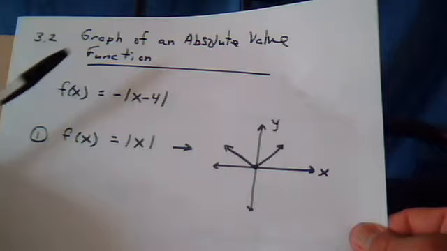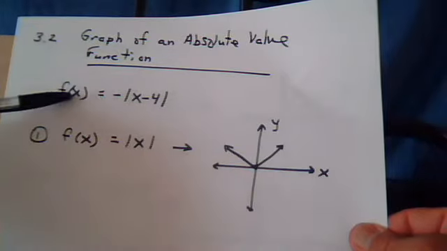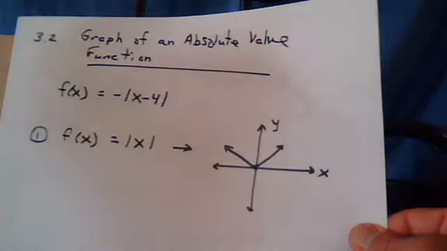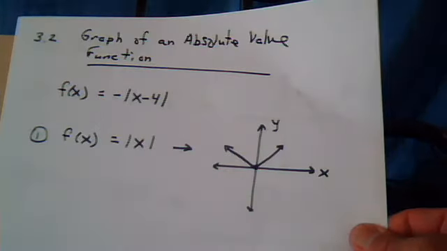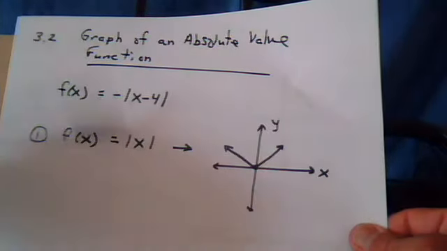Graph of an absolute value function. This is the one they would like us to graph. But what you do, this is a shortcut. If you don't want to be drawing a table and plotting points, this is a shortcut to get the same result. You take the parent graph.